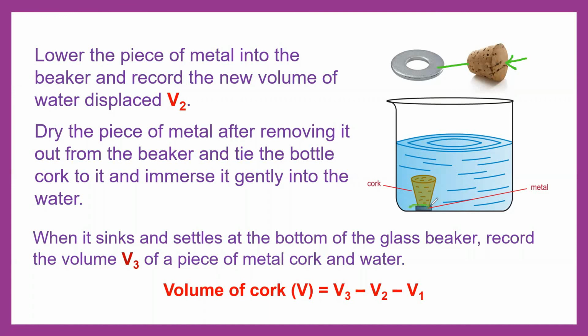So if we are going to only dip metal ring, not the cork, we can find the volume V2. We can attach the cork with the metal and we can find the volume of the water plus metal plus cork, and we can say that's the volume V3. So this way we can find the volume of the cork, and we are going to use this relationship to calculate the volume of the cork. We are going to subtract from V3, we are going to subtract V2 and V1. So that would be the volume of the cork. And we can use the formula of the density, mass over volume, to calculate the density of the cork.